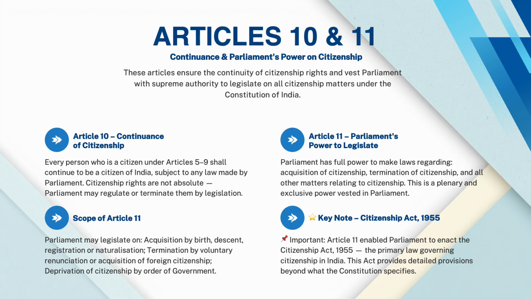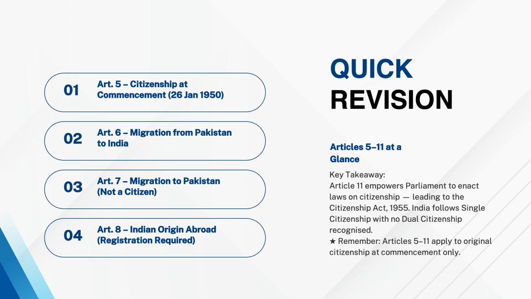Now, are we clear on Article 10 and Article 11? Quick revision, from Article 5 to Article 11. Article 5, we talked about citizenship at the commencement of the Indian Constitution for the general public, right? We talked about the 4 conditions. And Article 6 is about people who migrated from Pakistan to India, right? Article 6 gave various conditions for people who came before 19 July 1948, and if they came after 19 July 1948.